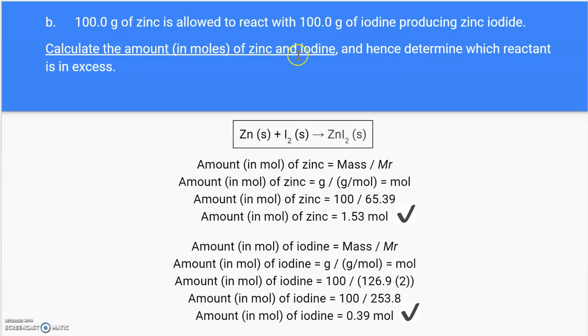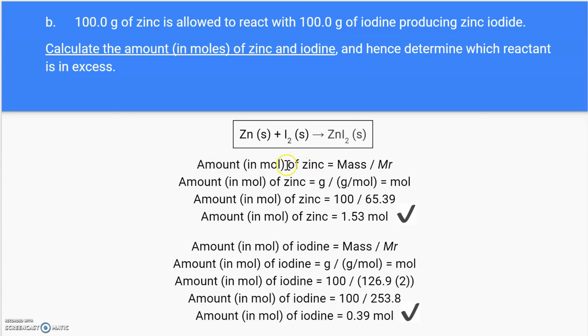So first part is fairly simple. In order to calculate moles, again, you divide mass by molecular mass. Why? Because if you look at it from the unit side, you're dividing grams by grams per mole. So the grams are canceling each other and you're just getting moles, which is what you want.